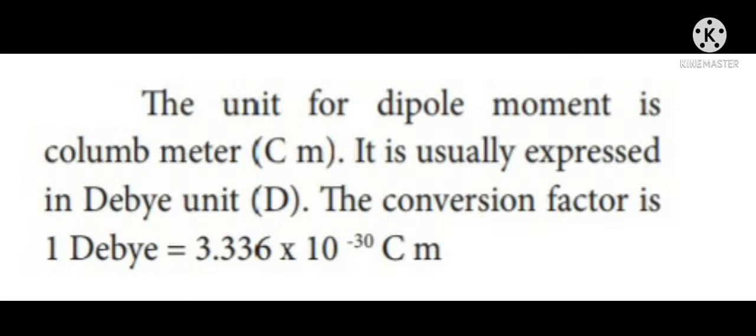The unit for dipole moment is coulomb meter. It is denoted by Cm. It is usually expressed in Debye unit. It is denoted by D, where 1 Debye is equal to 3.336 into 10 to the power minus 30 coulomb meter.